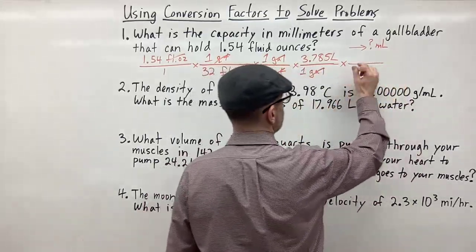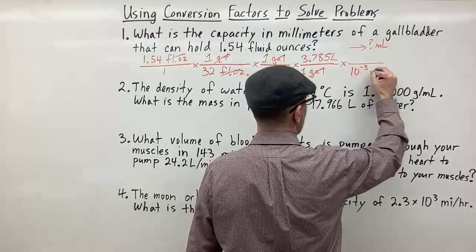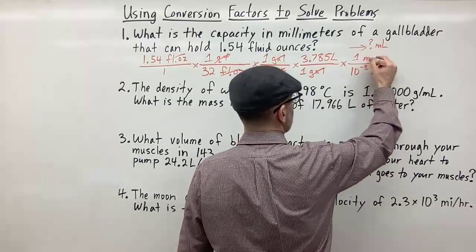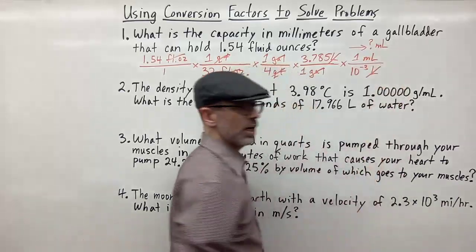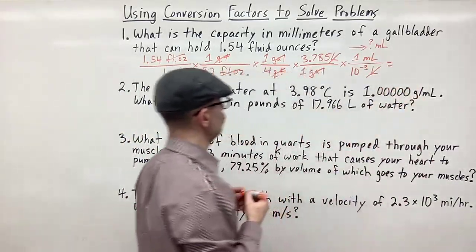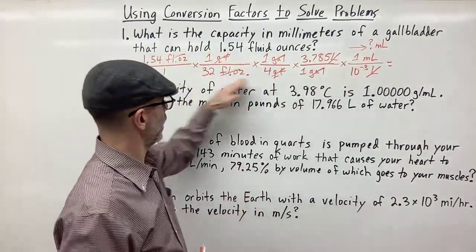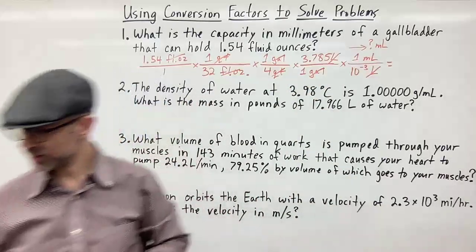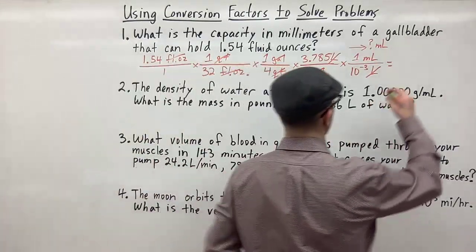So on the bottom, I'm going to put 10 to the negative 3, or 1/1000th of a liter is equal to 1 milliliter. Liters cancels out. I have milliliters. Milliliters is what I want, so I'm done. So now all I need to do is multiply across the top, divide by what's on the bottom, and I get my answer. And when I do that, I get 45.5.